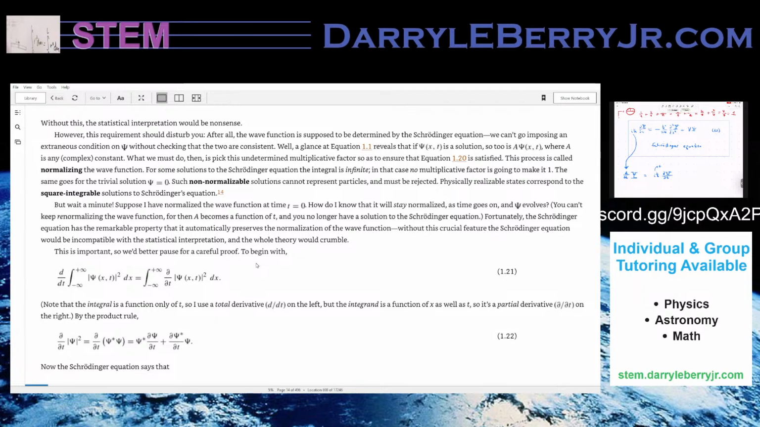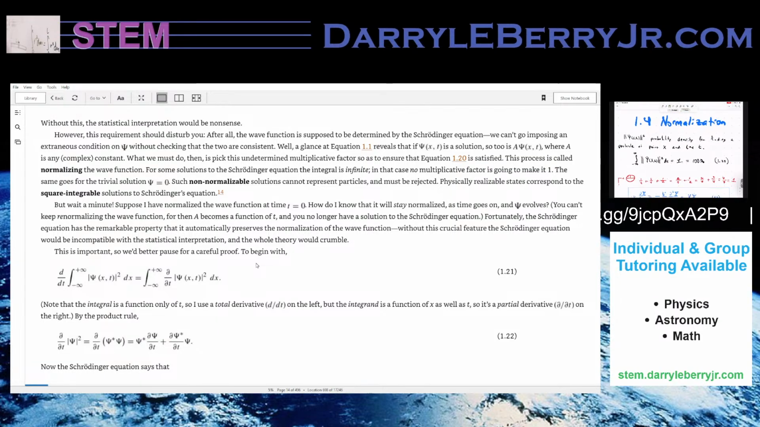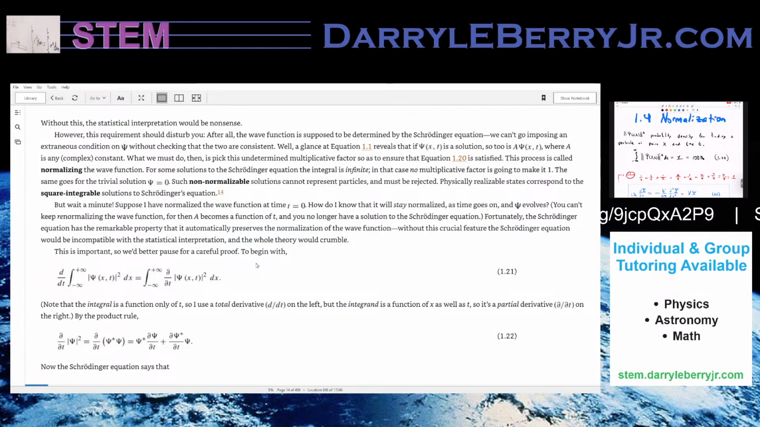What we must do then is pick this undetermined multiplicative factor so as to ensure that equation 1.20 is satisfied. All right, so we need to pick something to make sure that this does in fact equal 1 over all values of x. This process is called normalizing the wave function. For some solutions to the Schrodinger equation, the integral is infinite. In that case, no multiplicative factor is going to make it 1. The same goes for the trivial solution psi equals 0. Such non-normalizable solutions cannot represent particles and must be rejected. Okay, so that seems important.